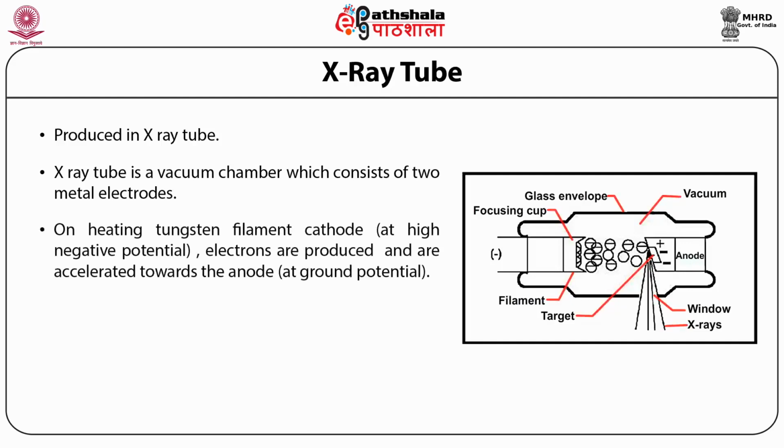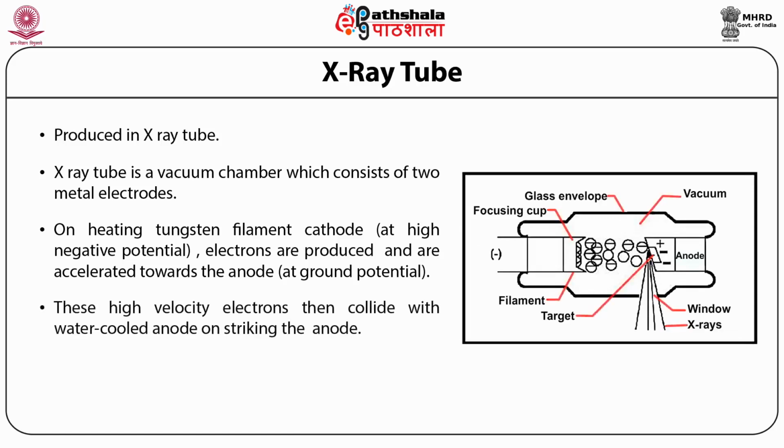On heating, the tungsten filament cathode, which is at high negative potential, produces electrons that are accelerated towards the anode, which is at ground potential. The potential of the anode is grounded.